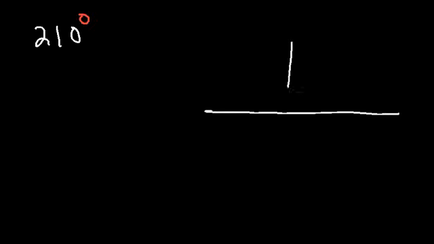So, let's work on an example. Let's say we have an angle that's 210 degrees. What is the reference angle of 210? So first, let's plot 210. 210 is in quadrant 3. It's between 180 and 270.